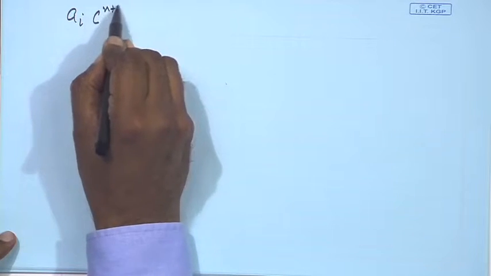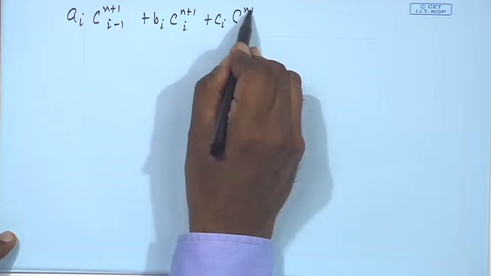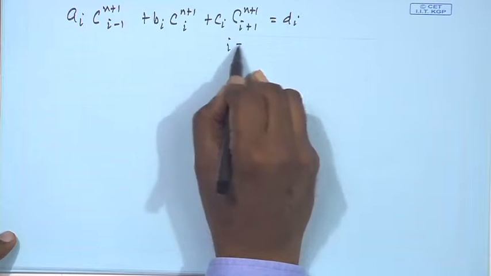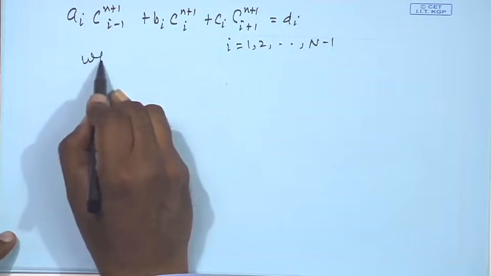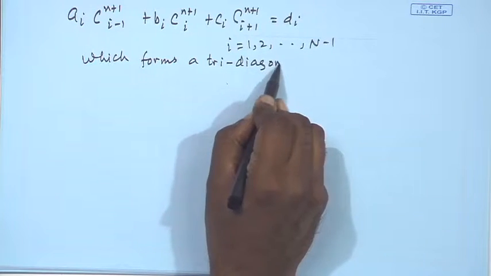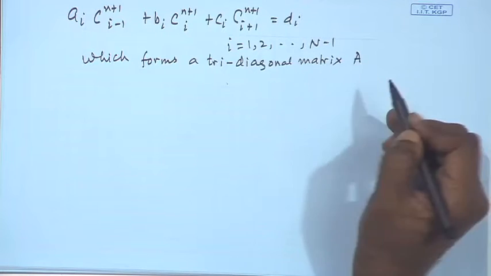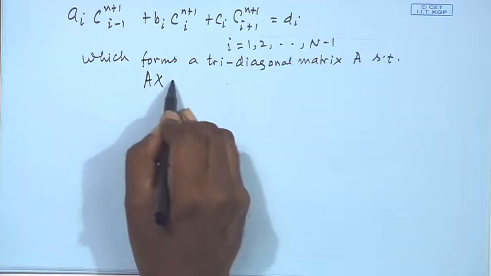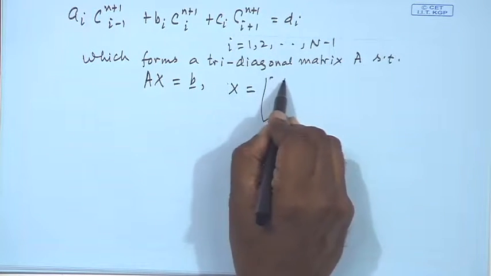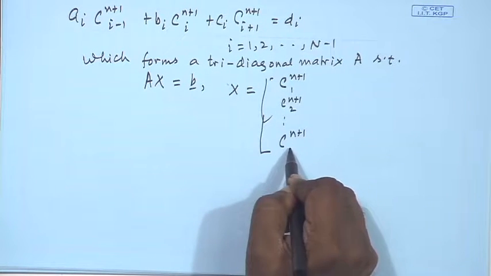This scheme can be written as Ai C n plus 1, i minus 1 plus Bi C n plus 1, i plus Ci C n plus 1, i plus 1 equal to Ti for i equal to 1 up to n minus 1, which forms a tridiagonal matrix equation, matrix A, such that A x equal to B, where x is the unknown at every time level: C n plus 1, 1, 2, etc. up to C n plus 1, n minus 1.